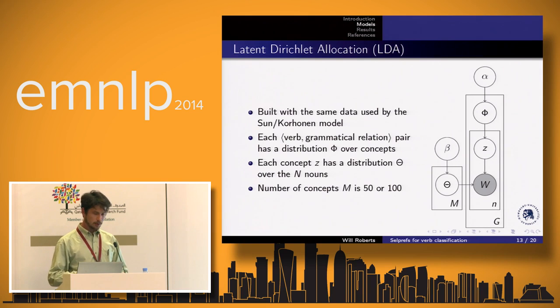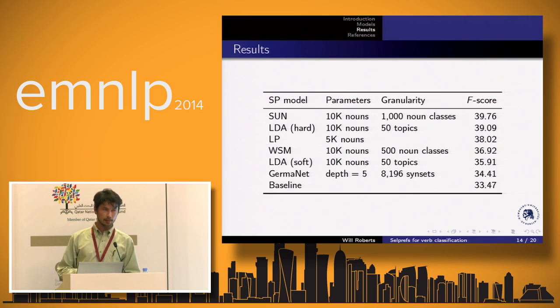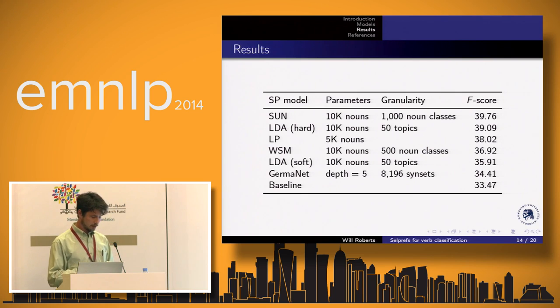So we also have a way to convert this into a hard clustering, wherein every noun just maps to its most likely concept, if that makes sense. Okay, so I've now introduced 5 models, and each of them has one or more parameters. We basically did a grid search over the values these parameters can take, and this table is summarizing our results with the best parameters for each model.